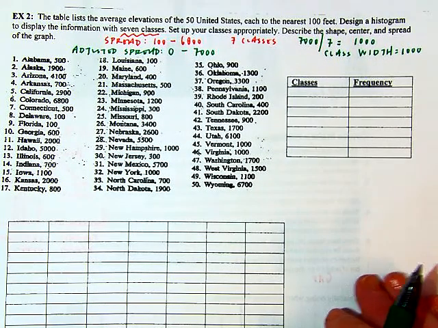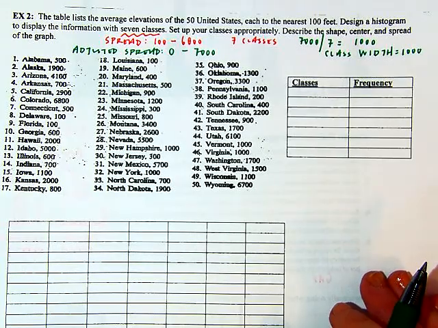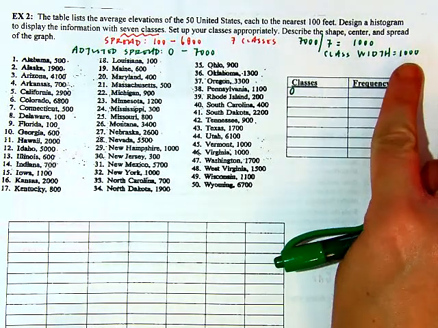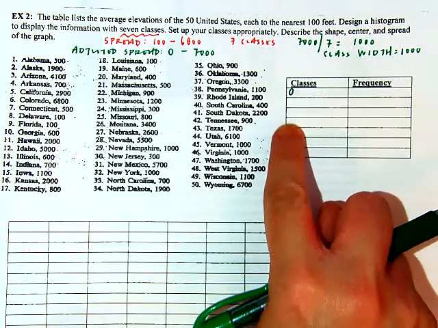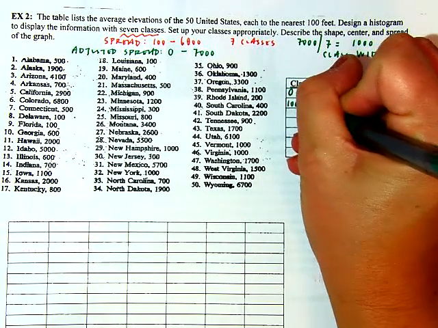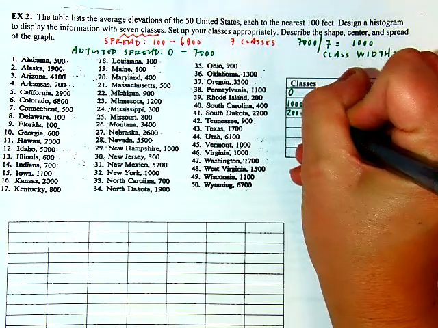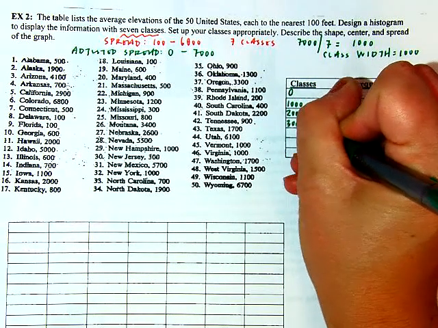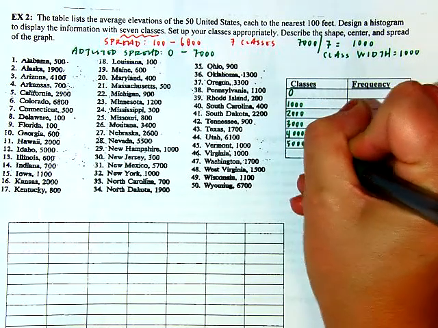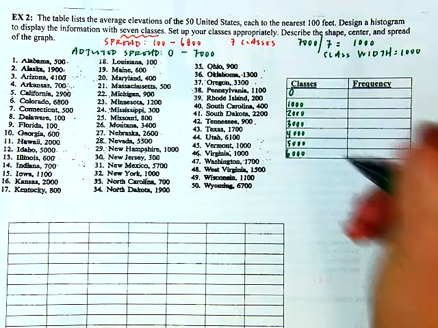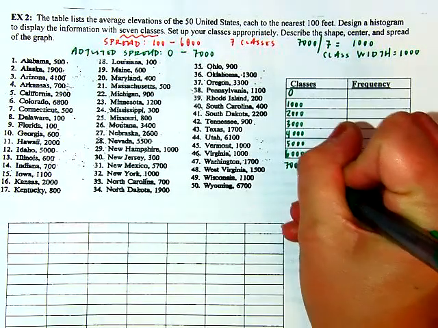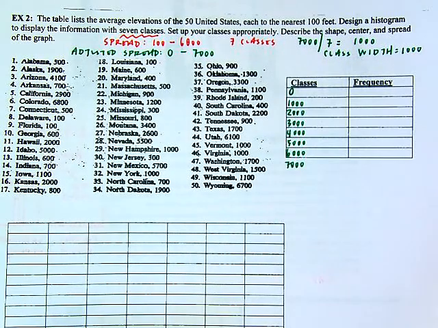So now I need to make my classes. What I do is I start with 0. My class width is 1,000. So I'm going to write all of the starting points first. I'm going to say 1,000 next, and then 2,000, 3,000, 4,000, 5,000, 6,000, and then I'm not going to have an 8th class, but if I did, the starting point would be 7,000. I usually write that below it, right there.